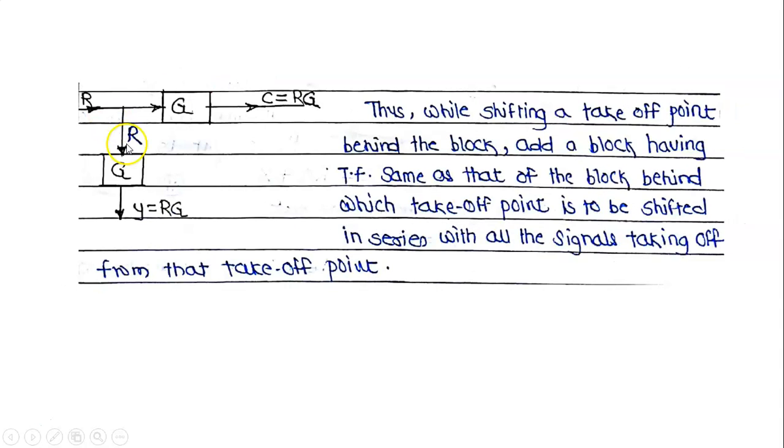Therefore we have added it here. Signal r is there, this signal is taken off, its value is r. This r is again multiplied by g, therefore the value of y is equal to rg and the value of c is equal to rg. Thus, while shifting a takeoff point behind the block, add a block having the same transfer function as that of the block behind which the takeoff point is to be shifted, in series with all the signals taking off from that takeoff point.